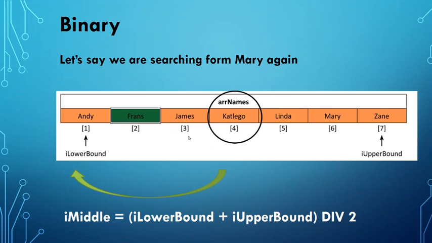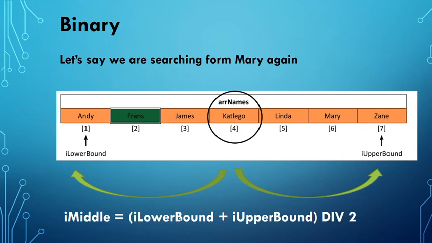So the lower bound is 1 and the upper bound is now 3. If we add them and find the middle again, 1 plus 3 equals 4, div 2 equals 2. So we find our new middle, which is 2. Again, cutting out half. So it goes: finding the middle, checking if it's smaller or bigger, and finding the middle again.